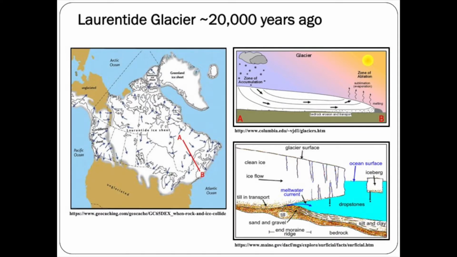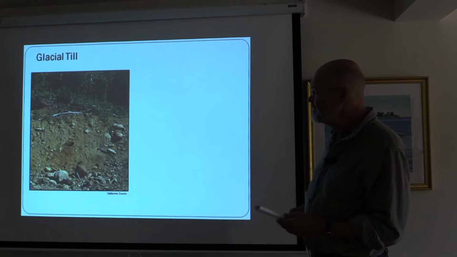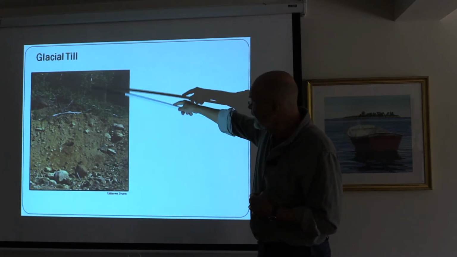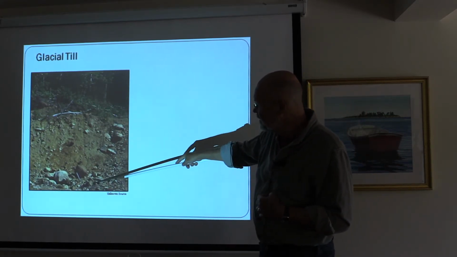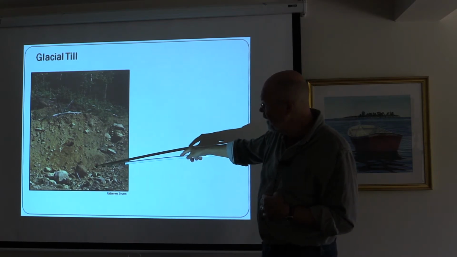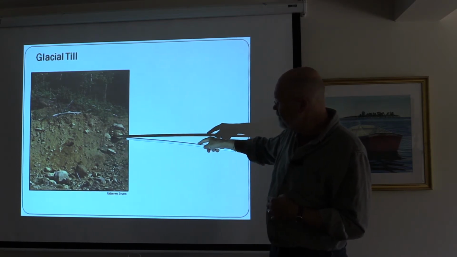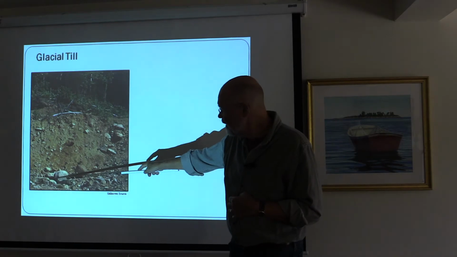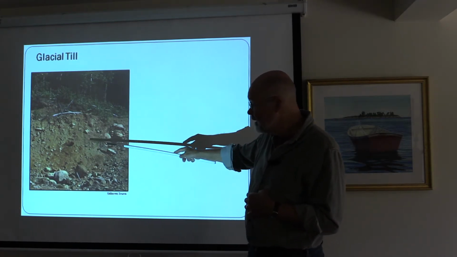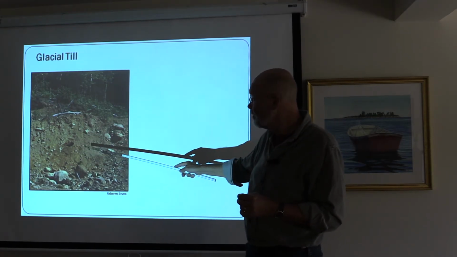What does that till look like? This is a picture of it. There's a tree right here, so this is probably 20, 25 feet or so. But you can see that it's a mixture, right? It's got big chunks of rock. It's got a lot of sand in it. It's got some clay, which are smaller particles.